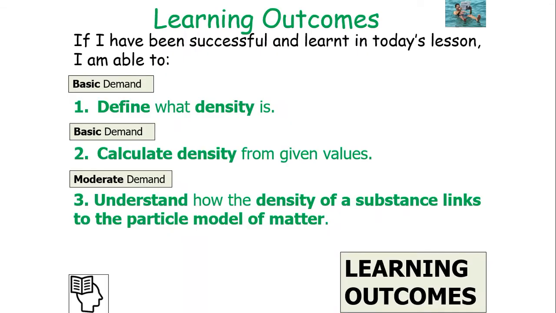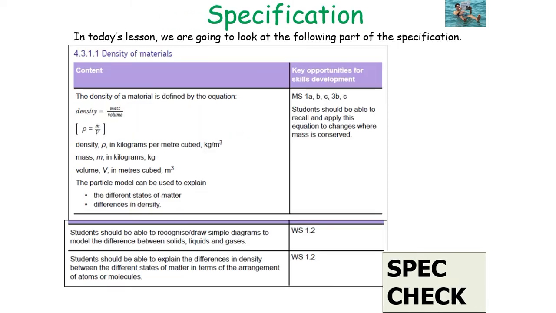So in today's lesson, if we're successful in what we learn, we should be able to define what density is, calculate density from given values and understand how the density of a substance links to the particle model of matter, which falls into the following part of the AQA separate science topic of a particle model of matter in the GCSE Physics section.